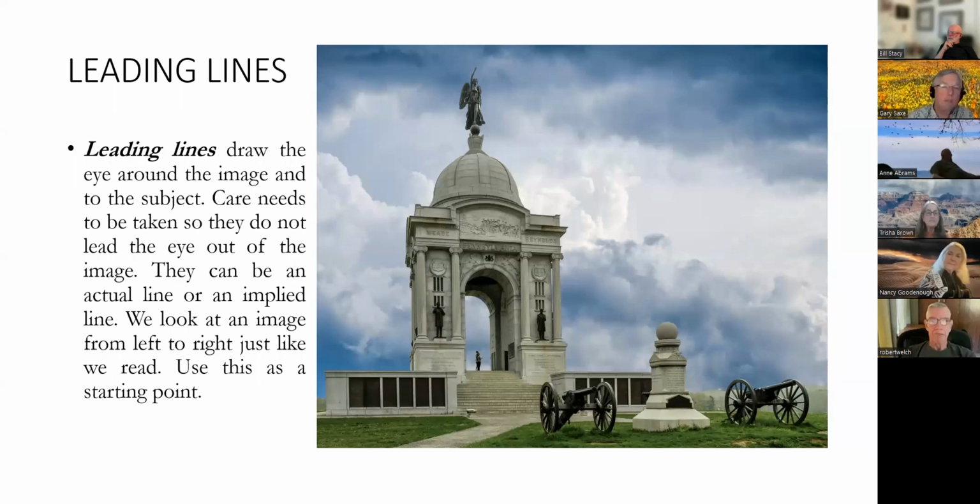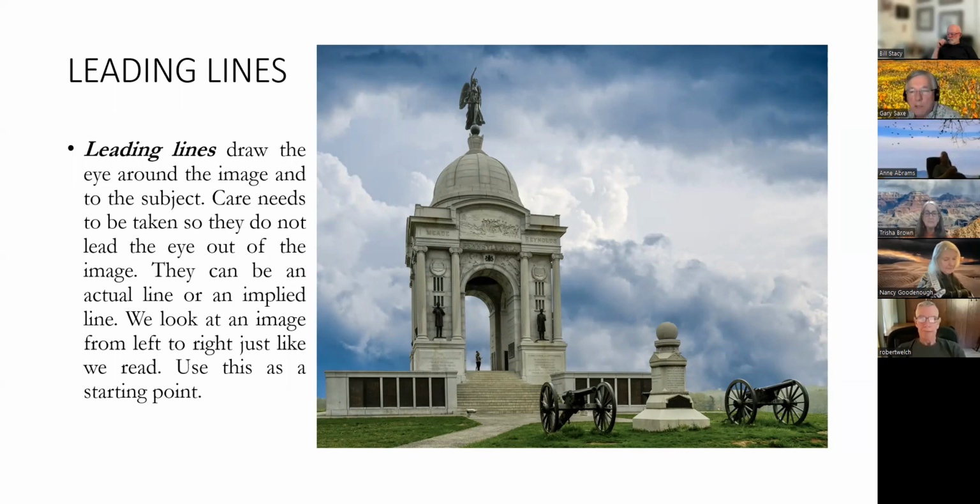Okay, leading lines. Leading lines draw the eye around the image and to the subject. Care needs to be taken so they do not lead the eye out of the image. They can be an actual line or an implied line. We look at the image from left to right, just like we read. Use this as a starting point.